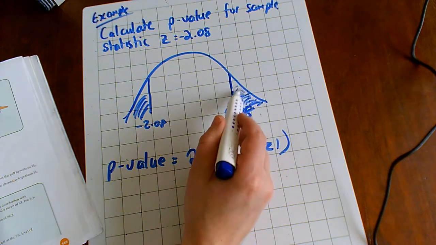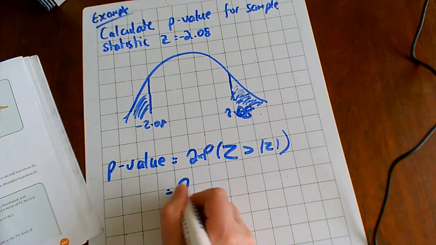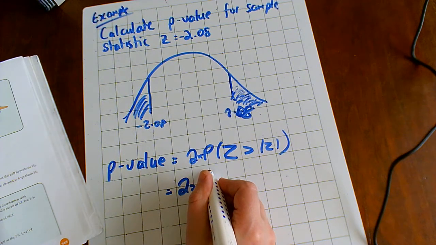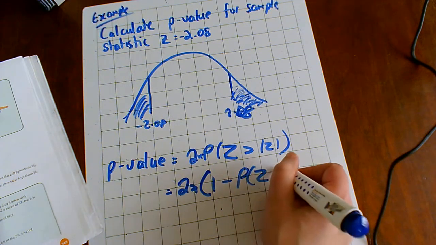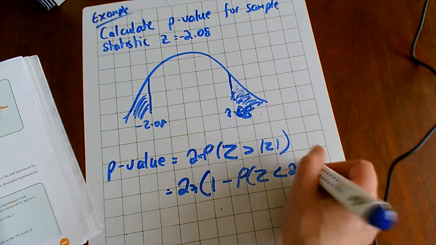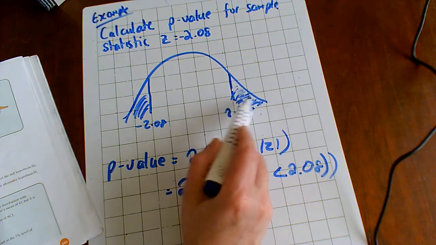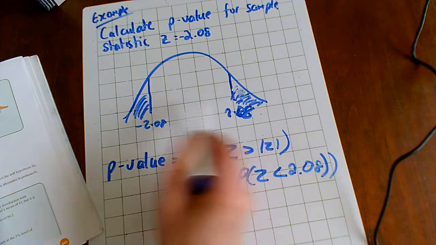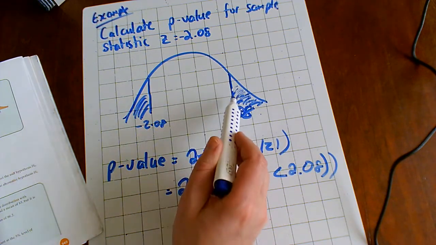And how do we find the probability of something that's greater than? Remember, our tables only give us less than, so that's where they go, and they go 2 multiplied by 1 minus the probability of z less than, in this case, 2.08. And it's always going to be like this, because they're going to give you this, and you're going to want less than. That's what your tables give you, and then you're going to take away that less than.